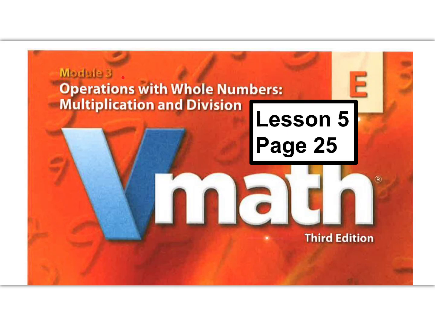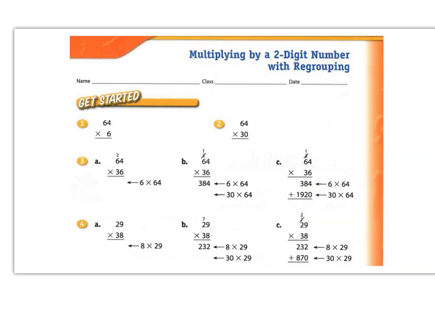Everyone, today we're doing Module 3, Level E. We are on Lesson 5, so turn to page 25 in your packets and follow along to take notes. So today is multiplying by a two-digit number with regrouping.